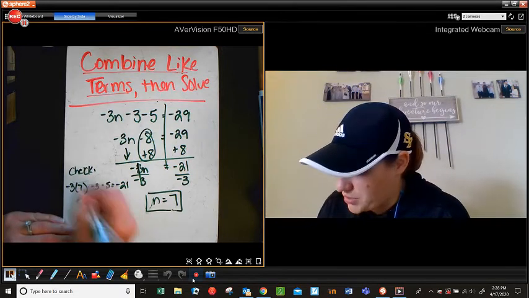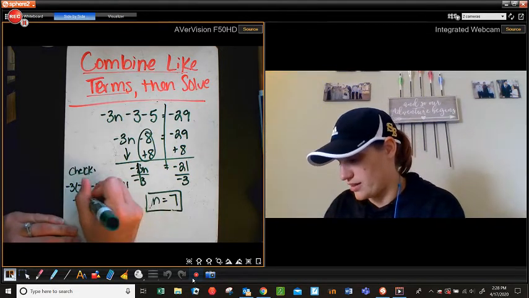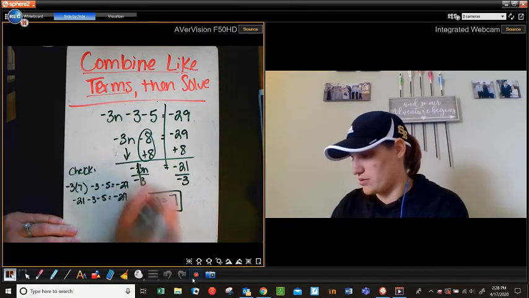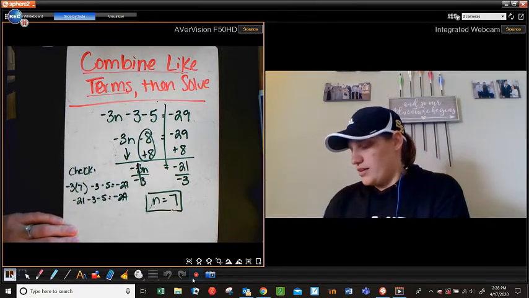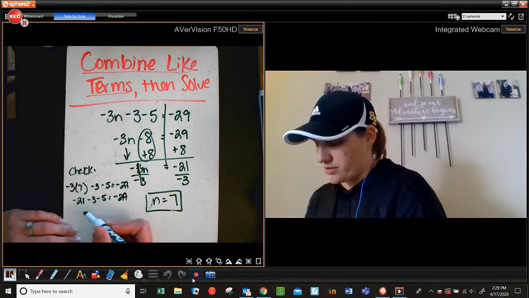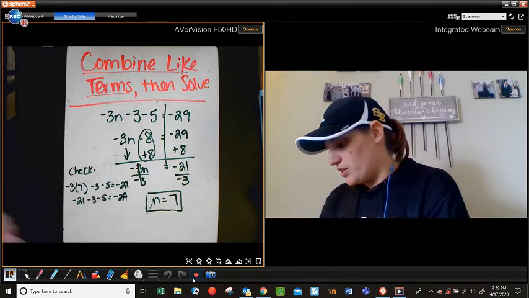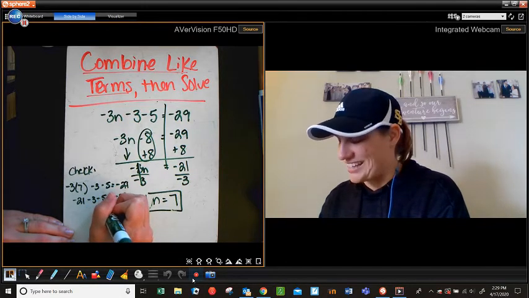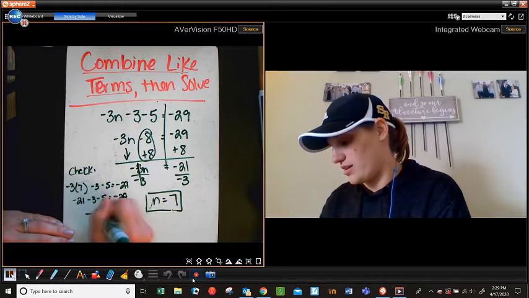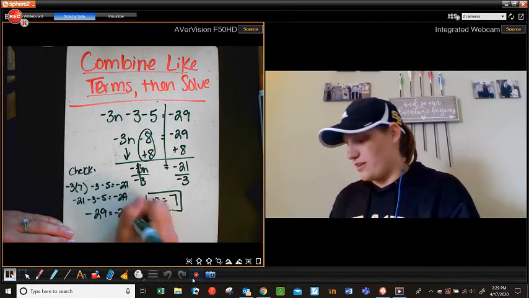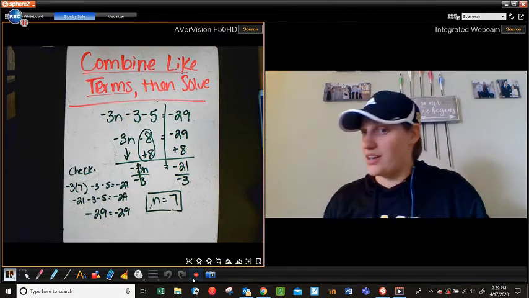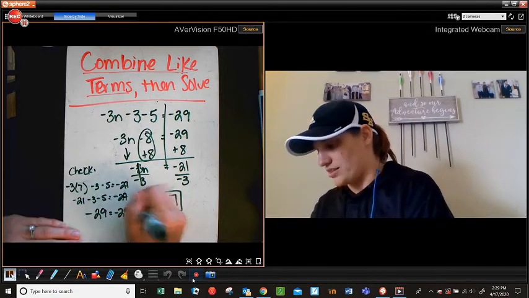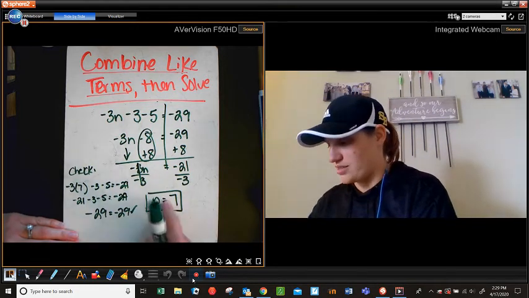Now we simplify. Negative 3 times 7 would be negative 21. Negative 3, negative 5 equals negative... Oh, that's supposed to be 29. I don't know what I was doing. Combine. They're all negative numbers, so we're just going to add them together. 21 plus 3 would be 24. 24 plus 5 is 29. They're all negative. Negative 29. And if you owe someone $29 and someone else owes you $29, you guys owe the same amount of money. That's a true statement. Because that's a true statement, this is a correct solution.